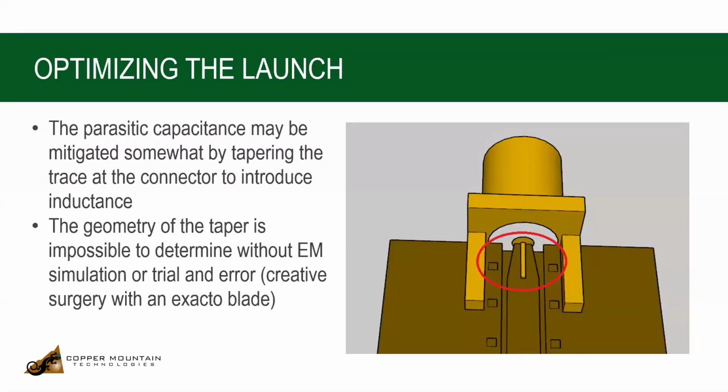Well, maybe I could taper the trace, and people do this, and people do things with the ground underneath it to try to improve this response. So the geometry of the taper is kind of impossible to determine without EM simulation or some trial and error. Maybe get out your X-Acto knife and try it yourself. But some methods like this can improve the total return loss performance.